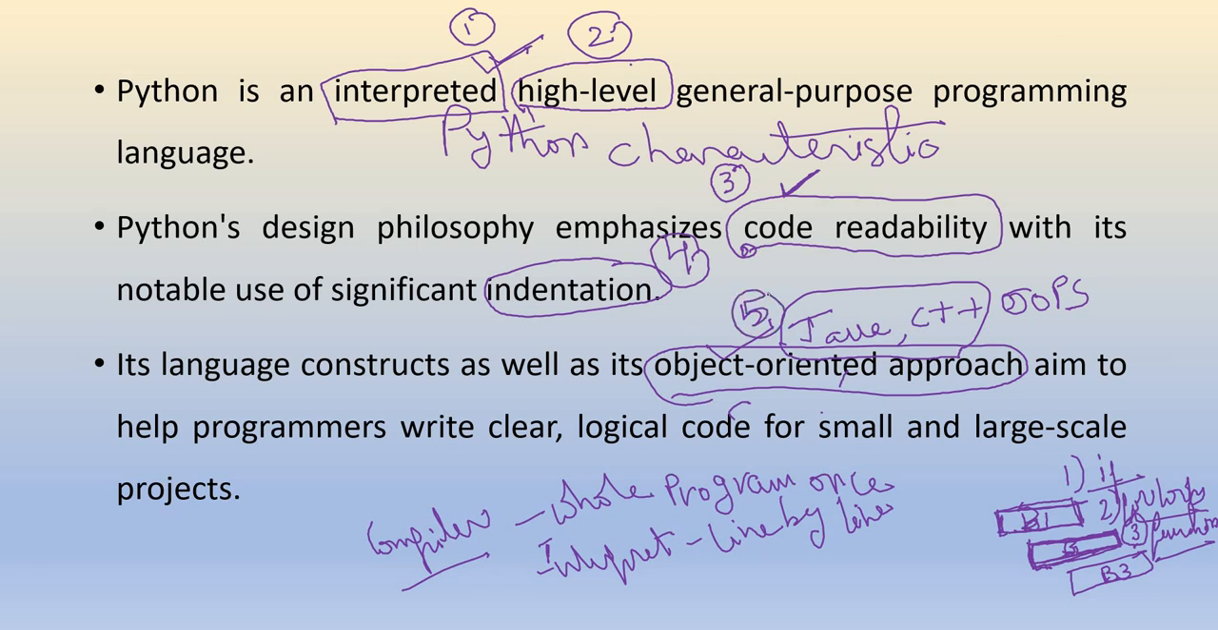So totally five characteristics are there in Python. The very first one is interpretation and high level, then code readability, indentation, and the object oriented approach.